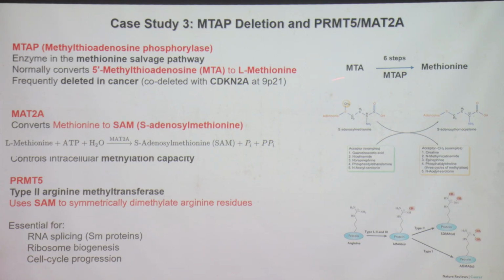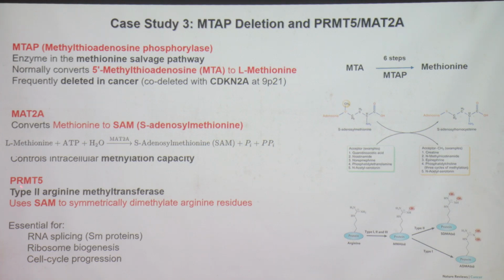We will not go there. So once again, MTAP is involved in methionine formation, and MAT2A is involved in SAM formation from methionine. Now PRMT5 is a methyltransferase that uses SAM to put the methyl group on different substrates. Make sense? PRMT5: P stands for protein, R stands for which amino acid? Arginine. So this is a protein arginine methyltransferase.